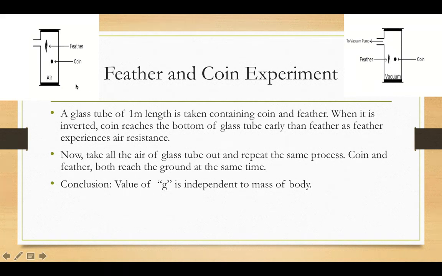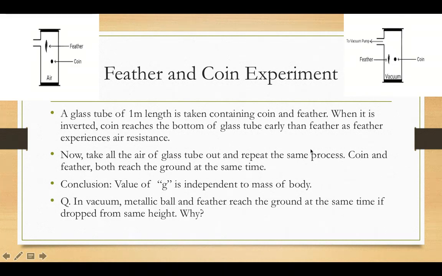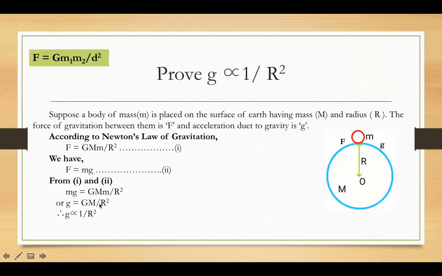But in real life, since there is air, there will be air resistance, and because of air resistance, the feather will reach the ground later than the coin. But if there is no air resistance, then the acceleration due to gravity is independent of the mass of the body, and because of that, both the coin and the feather will reach the ground at the same time. So in vacuum, a metallic ball and a feather reach the ground at the same time if dropped from the same height. Why? Because g is independent of the mass of the body and there is no air resistance.